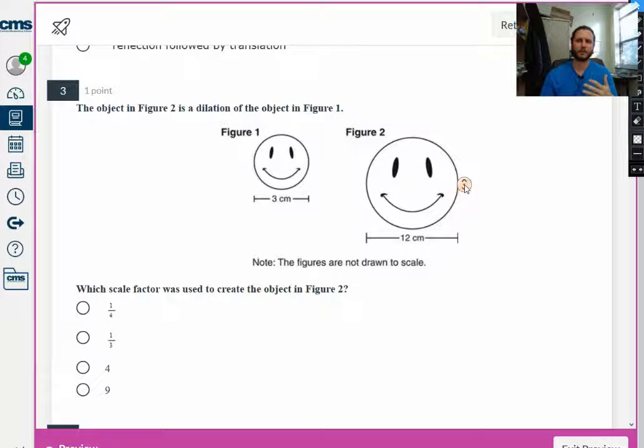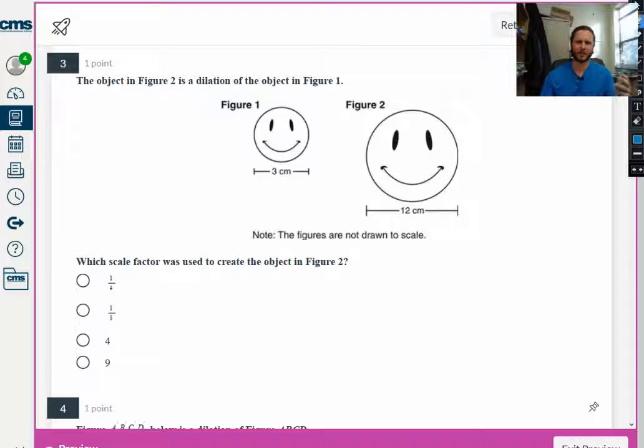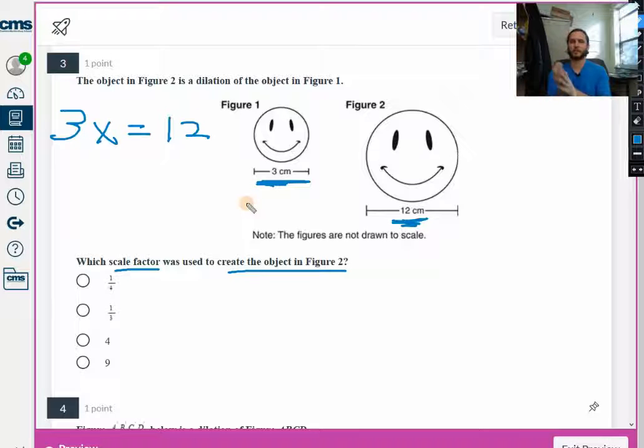Number 3, getting into scale factors, things we've been working on particularly the last 2 days. It was asking what scale factor was used to create figure 2. So here's my original, 3 centimeters, and my new shape is 12 centimeters. We've talked about this. It's all based on multiplication and or division. In this case, something happened to that 3 to turn it into a 12. So this is 3 times something equals 12. If necessary, you can solve this using algebra, but most of you can work out 3 times 4 is what you were looking for for number 3.